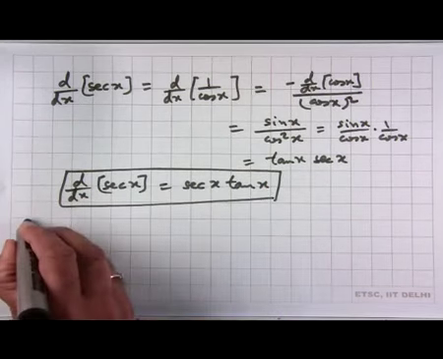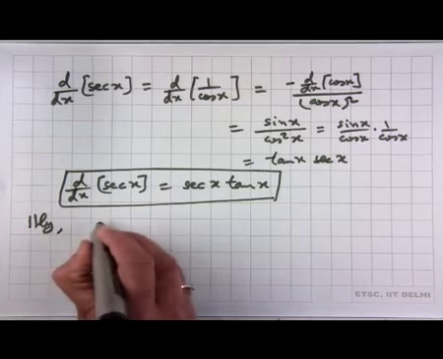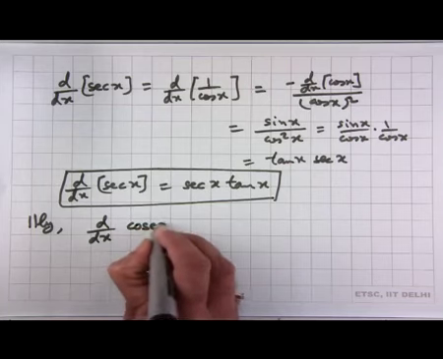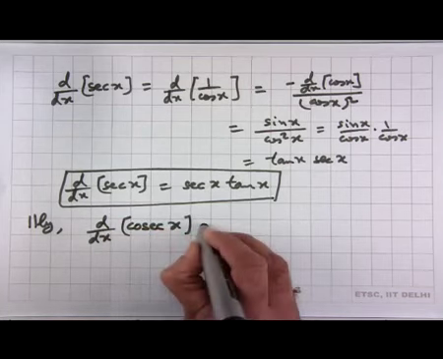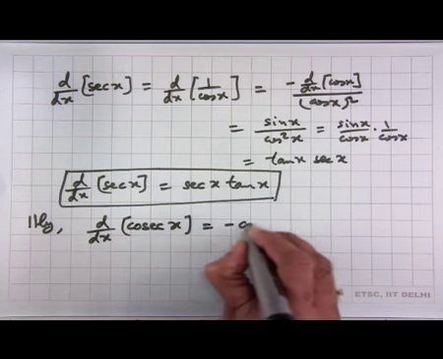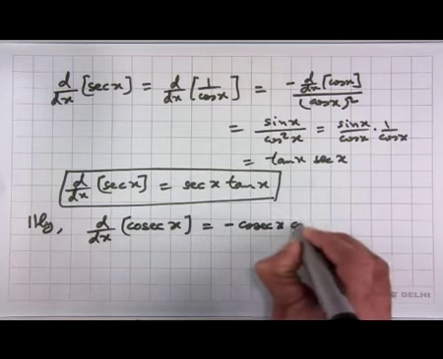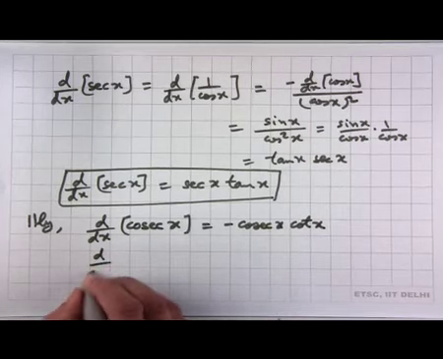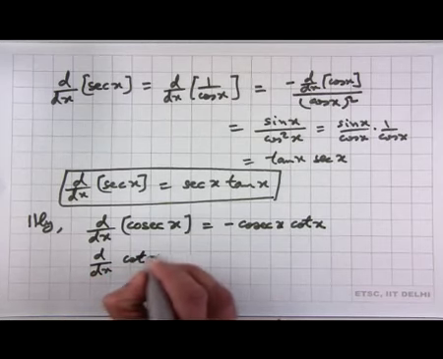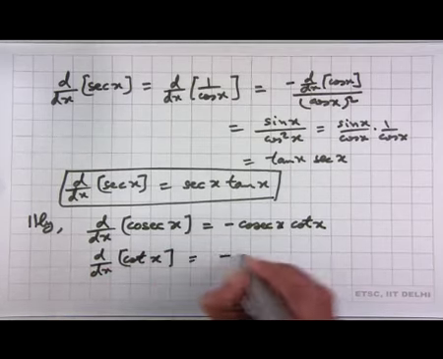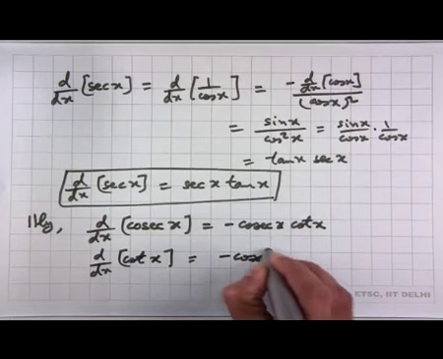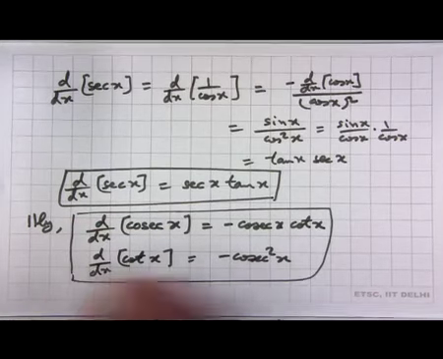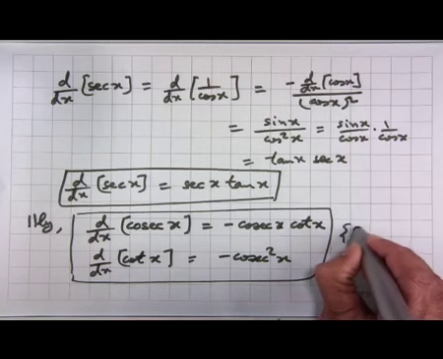Similarly, you verify that d by dx of cosecant x is equal to minus cosecant x times cot x, and d by dx of the one more left, cot x, is equal to minus cosecant square x. So, these two are again exercises for you.